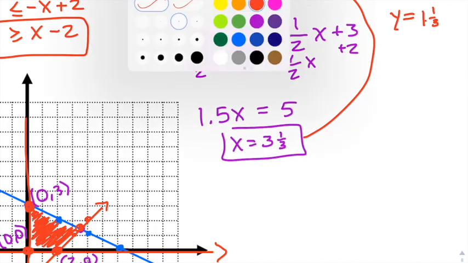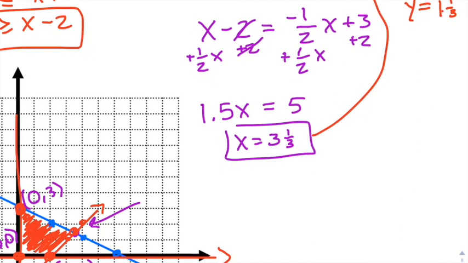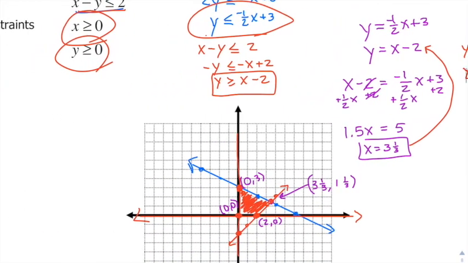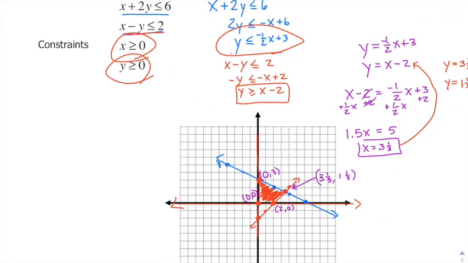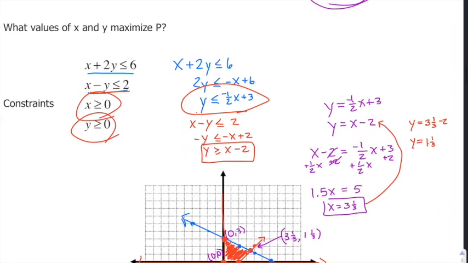So I guess I was doing this in purple. So let's say that intersection, 3 and 1/3, comma, 1 and 1/3. Now, based off of all of those vertices here, I can go plug all the vertices in to figure out the max and the min value for this right here. So we're going to go ahead and do that.